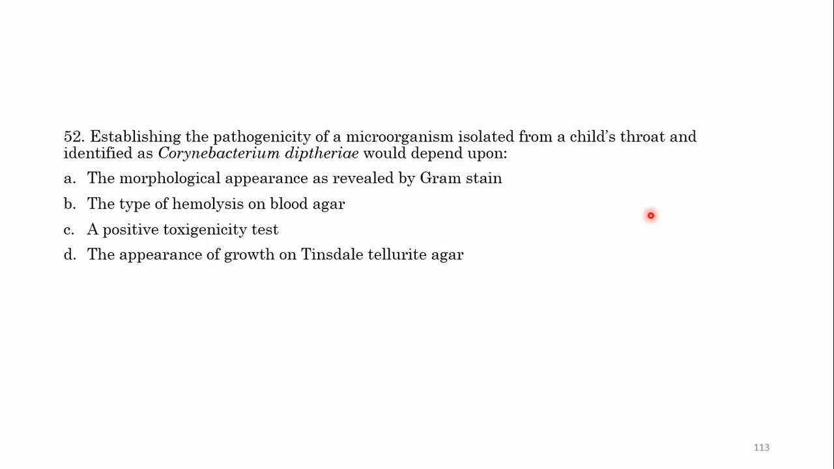Number 52, establishing the pathogenicity of a microorganism isolated from a child's throat and identified as Corynebacterium diphtheriae would depend upon A, the morphological appearance as revealed by Gram stain, B, the type of hemolysis on BAP, C, a positive toxigenicity test, D, the appearance of growth on Tinsdale tellurite agar. The correct answer is letter C, a positive toxigenicity test. To confirm diphtheria, you can perform the Elek plate test. That is the confirmatory test for diphtheria patients.